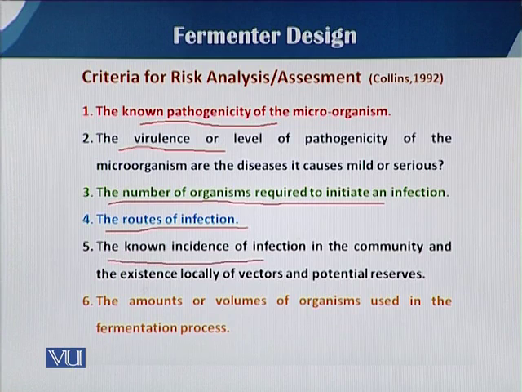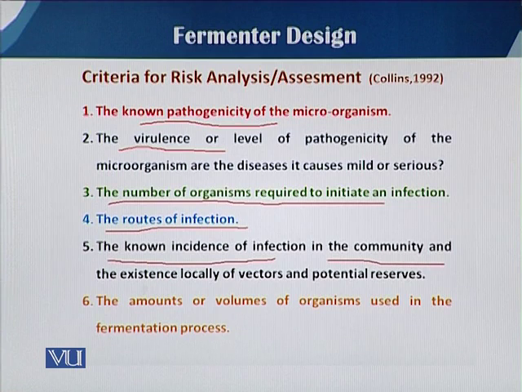The fifth criterion is the known incidence of that infection in the community. In the area where we run the fermentation process, has any case of such disease already been reported? A clear example with reference to Pakistan: if we go back 10 years, we have no reported case of dengue. That was the first time the Pakistani community had the dengue problem. Now that we are dealing with dengue, we have some incidence and some precautionary measures. So if we are using such pathogens in our fermentation process, we should know whether the disease caused by that organism has already been reported in our community or not.